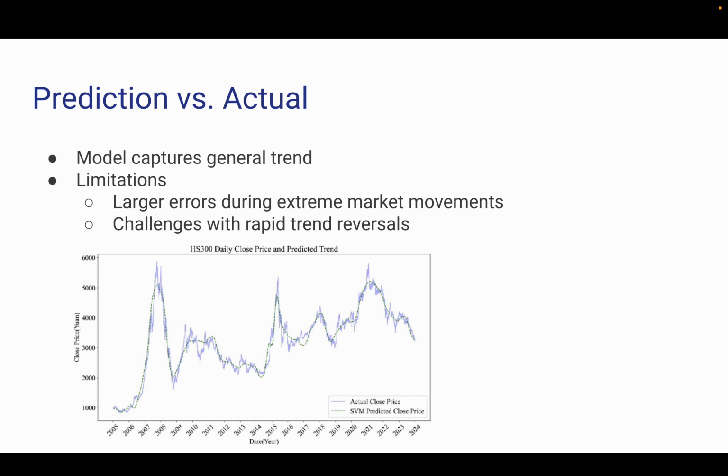The graph compares the model's prediction against actual price movement. As you can see, the model generally captured the overall trend direction quite well, particularly during periods of steady movement. However, there are notable limitations. The model struggled with extreme market movements, like the peak in 2007. Also, it struggles with rapid trend reversals, which are common during volatile market periods. This suggests that while SVM is effective for general trend prediction, additional techniques might be needed to handle exceptional market conditions.